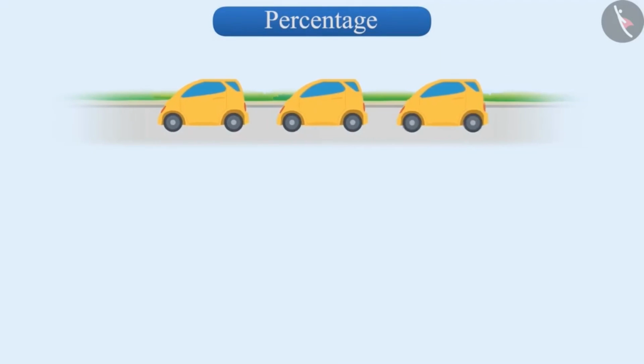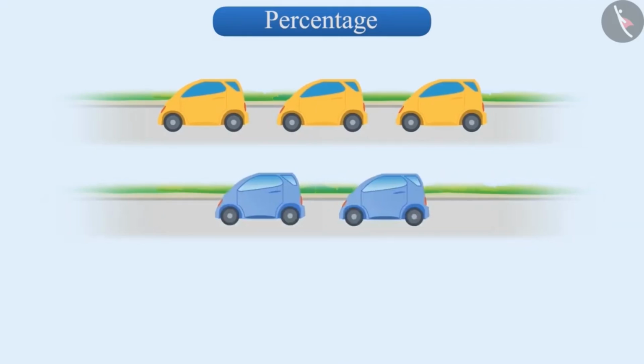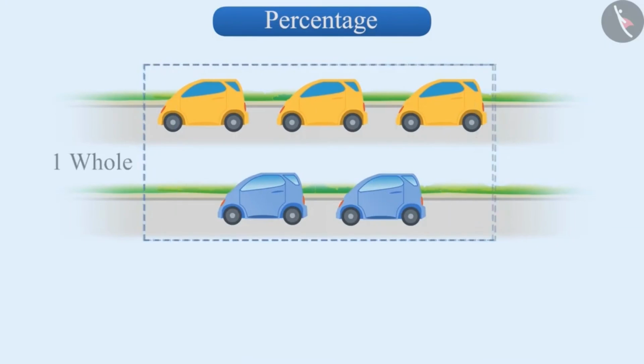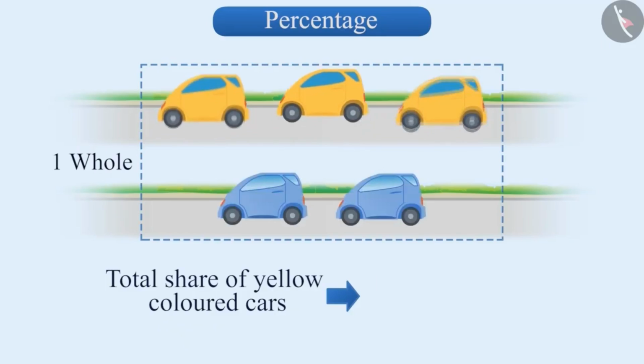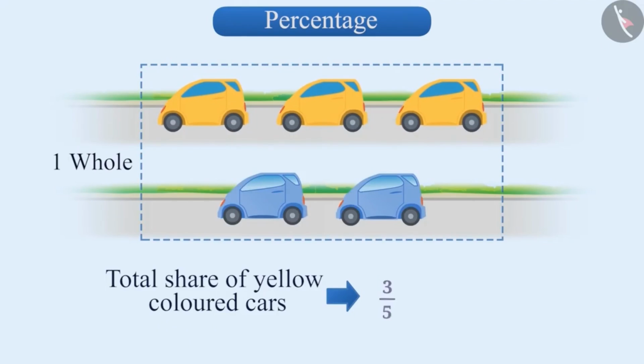Here, we have 3 yellow cars and 2 blue cars. If we consider a total of 5 cars as a whole, then what part of the total cars do the yellow cars constitute? Think for a while. You've got it right. There are 3 yellow-colored cars out of the total 5 cars. Hence, their share will be 3 by 5.